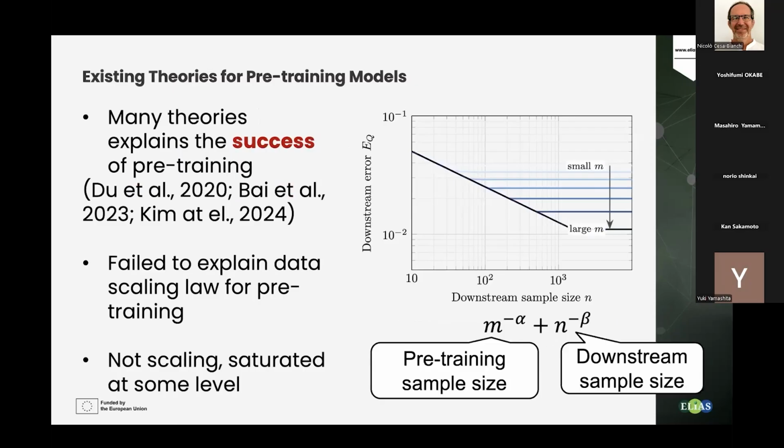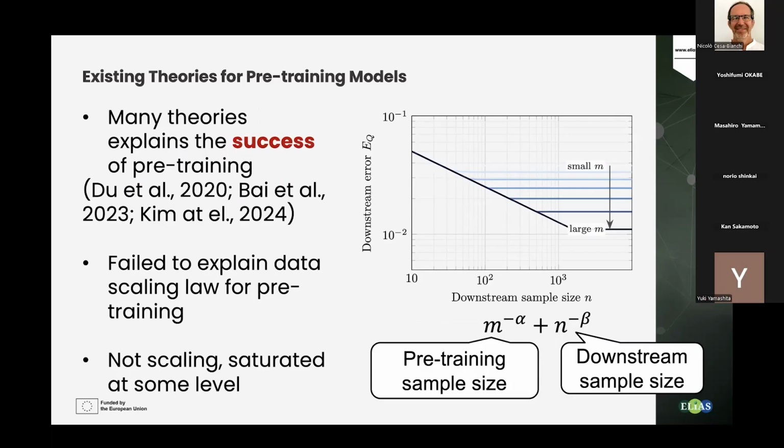So there are many theories that explain the success of pre-training, like Du et al. and Kim et al. This is work on few-shot adaptation, and it basically derives an error bound, where M stands for the pre-trained sample size and N stands for the downstream sample size.